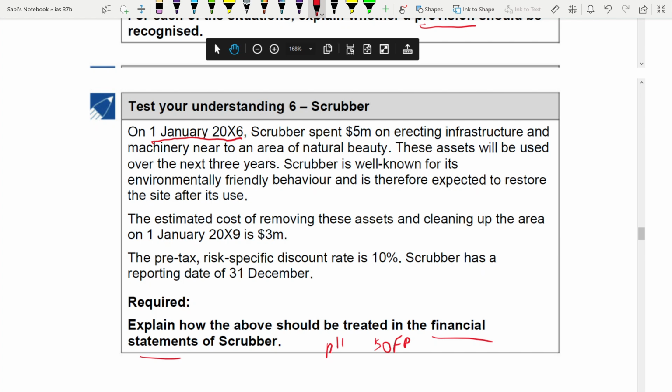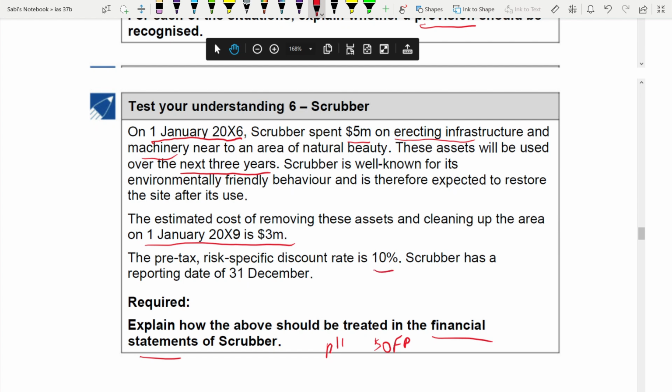Okay. So 1st of January 2006, Scrubber spent 5 million on erecting infrastructure and machinery near an area of natural beauty. These assets will be used over the next 3 years. Scrubber is well known for its environmentally friendly behavior and is therefore expected to restore the site after its use. Estimated cost of removing this asset and cleaning up the area on 1st of January 2009 is 3 million. Pre-tax risk specific discount rate is 10%.